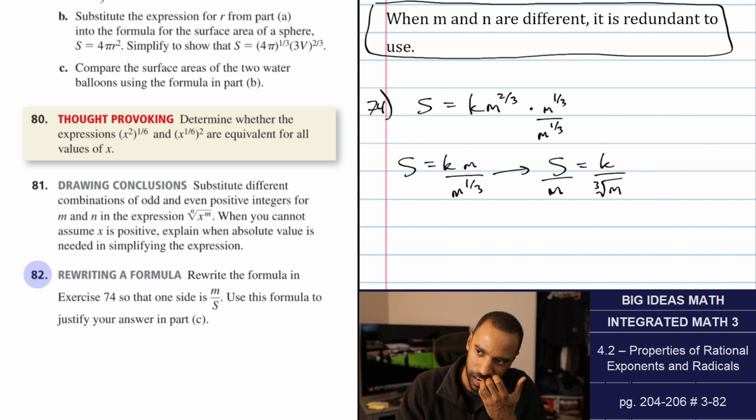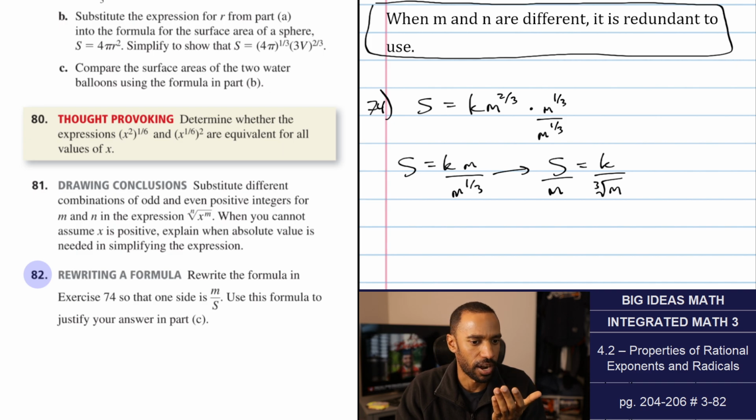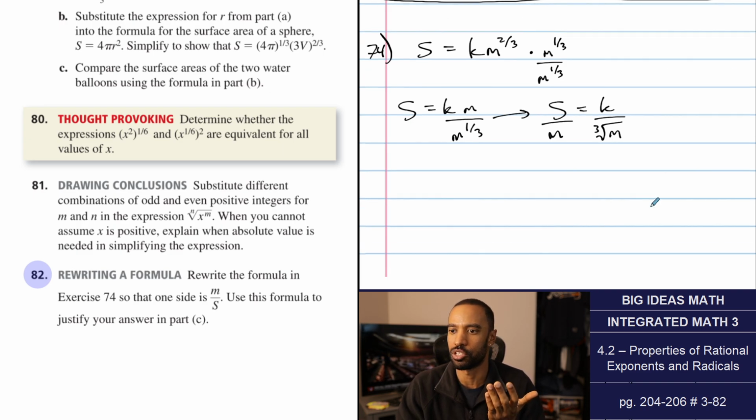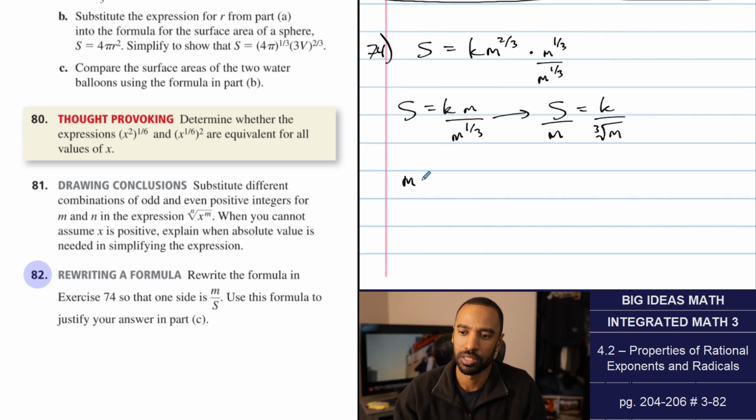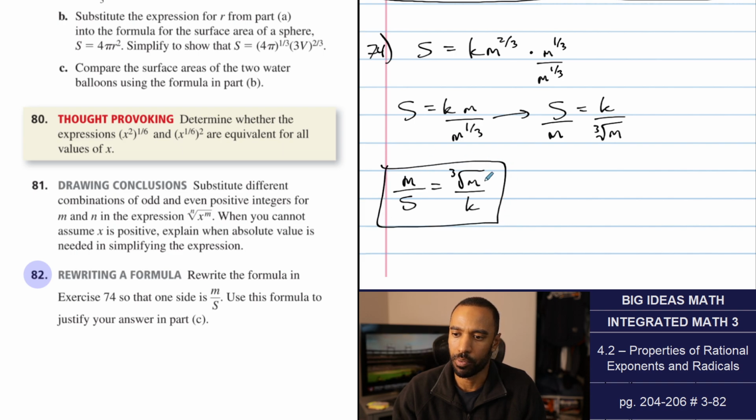Oh, did they say s over m, or did they say m over s? Oh, they said m over s. Okay, just flip that. So m over s equals cube root of m over k. All right, so here's our rewrite of that. At least it's rationalized now, right? We have a rationalized version of it.